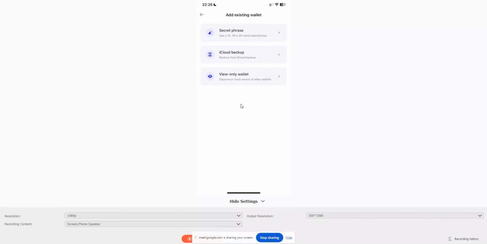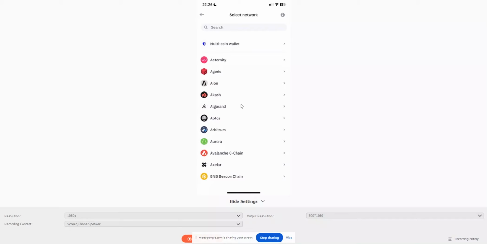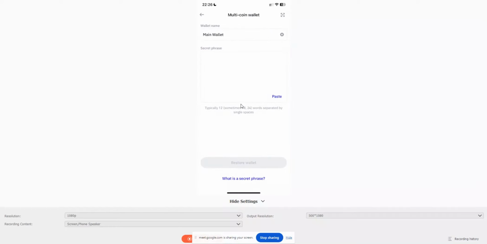Okay, so you can add a wallet here for just viewing how your assets are doing. But because we want to recover our funds, we are going to use the secret phrase, which we have already written down. In this case, we are going to use a multi-coin wallet. A multi-coin wallet is any wallet that can receive multiple coins. It's that simple, okay?